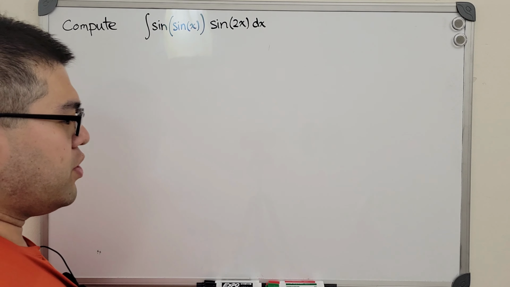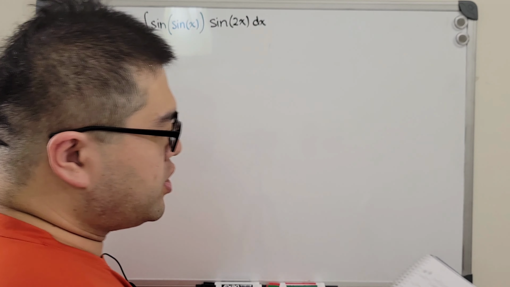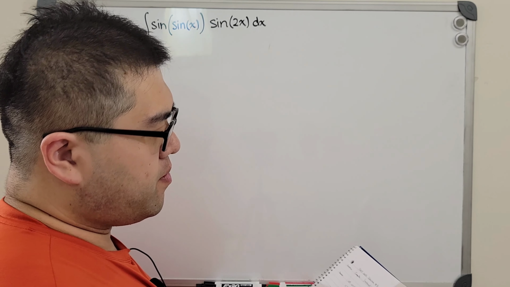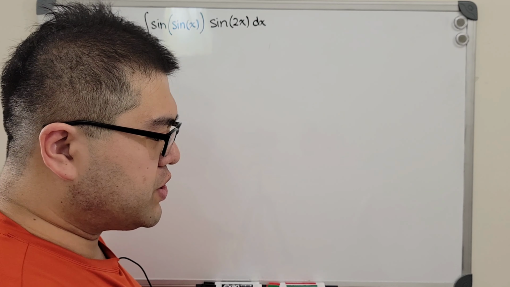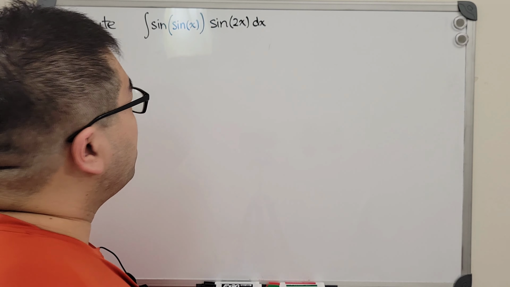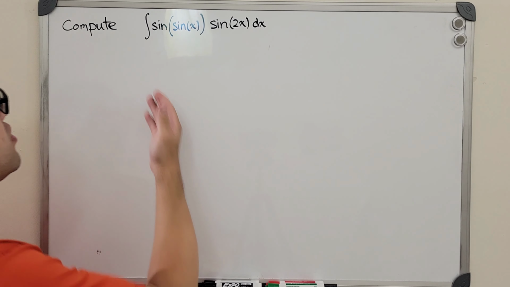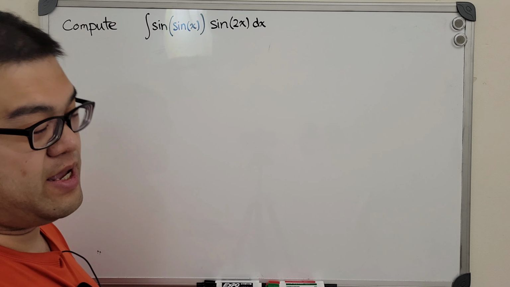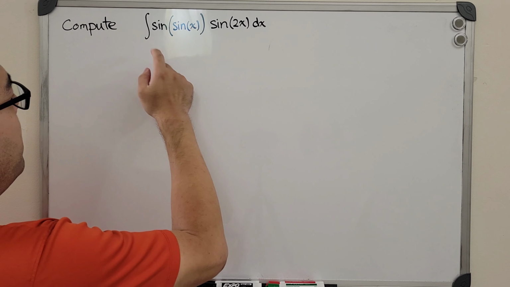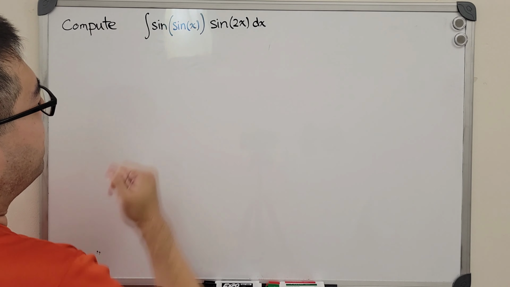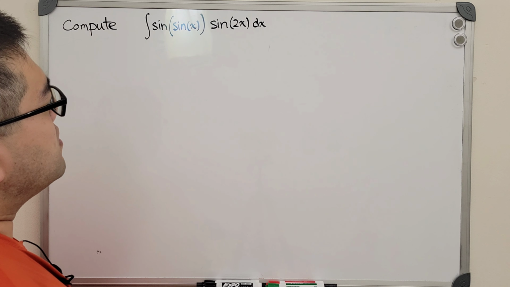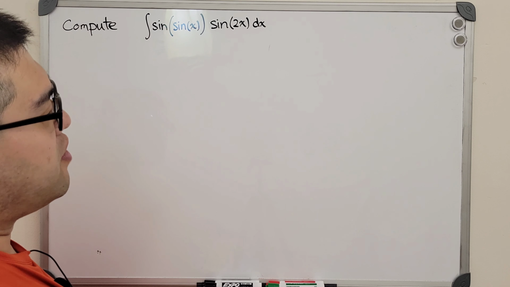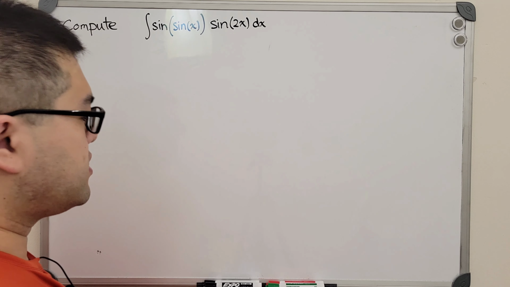Today we're going to look at the following problem, which is actually from the Stanford Math Tournament 2023 Calculus Part, Problem 5, which says compute the following integral. And of course, I should actually say that it's an antiderivative of the function sine of x times sine of 2x with respect to x.